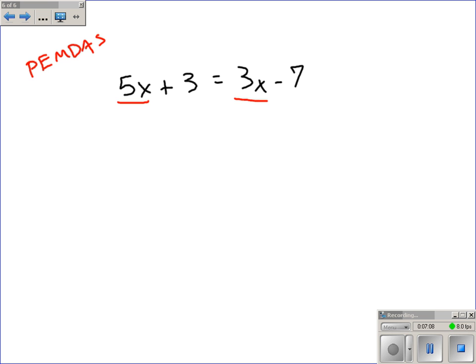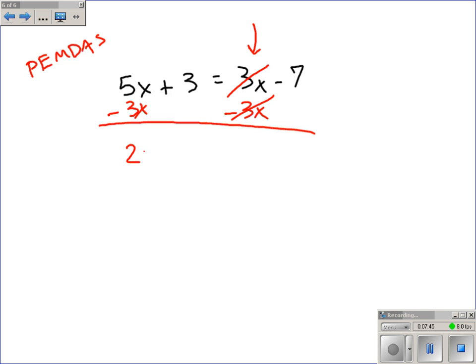And although you can move them on either side, what I will often do is take the smaller one, the one that has fewer x's, and I move that one to the other side, because that sometimes eliminates working with negatives. So if I want to move my 3x to the other side to combine it, I do the opposite of 3x, or subtracting 3x from both sides of my equal sign. Okay, so this cancels out. 5x minus 3x is 2x, plus 3 is equal to negative 7.